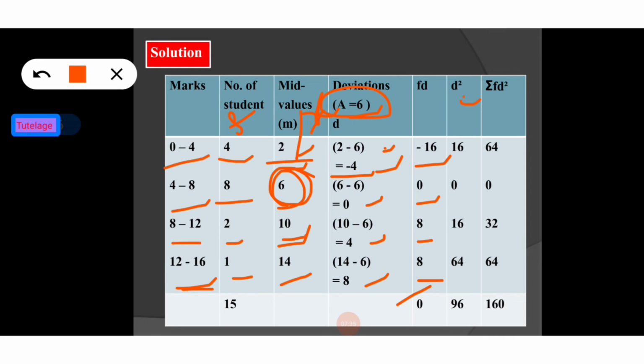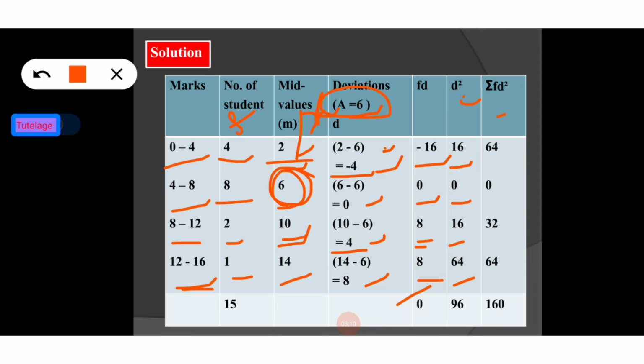So for the first class, the deviation value is minus 4. So the square of the deviation value: minus 4 whole square, that means 16; 0 whole square, that means 0; 4 whole square, that means 16; and 8 whole square, that means 64. So now going to the next column, where we have to calculate the sum f into d square.